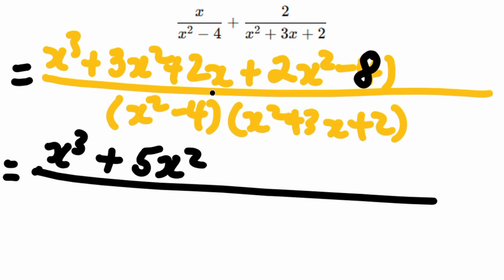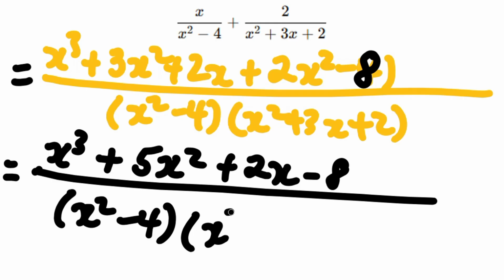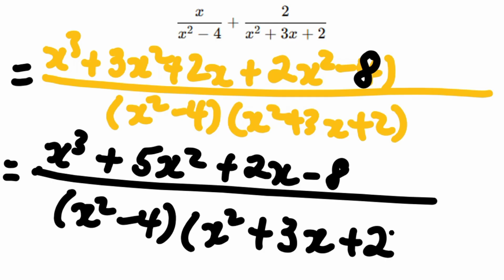Then the next one is 2x. So I just have 2x plus 2x, minus 8 as the only constant. And the denominator is x squared minus 4 to multiply x squared plus 3x plus 2.